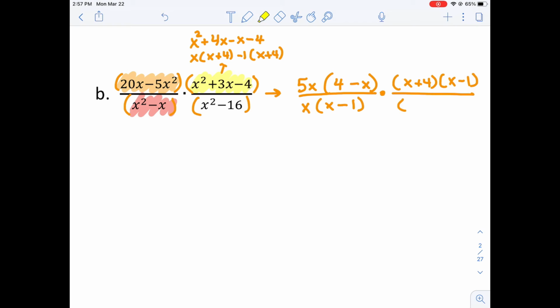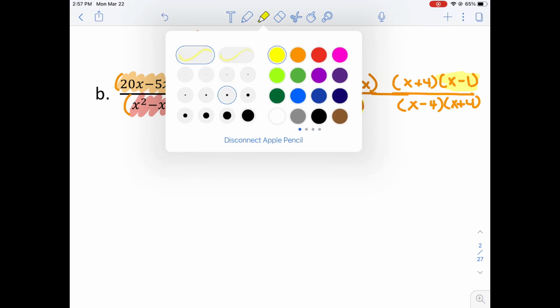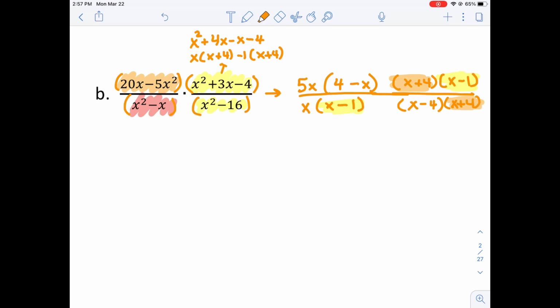On bottom, we did this one earlier. It's a difference of 2 squares. So that'll be x minus 4 times x plus 4. Now I could just squish it all into one single fraction since it's all being multiplied straight across there, and look for common factors that'll divide out to 1. So my x minus 1s will divide to 1, and so will my x plus 4s, and also those x's. So I'm just left with 5 times 4 minus x over x minus 4.